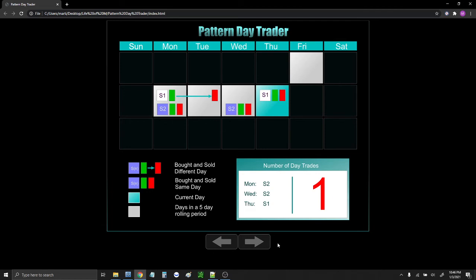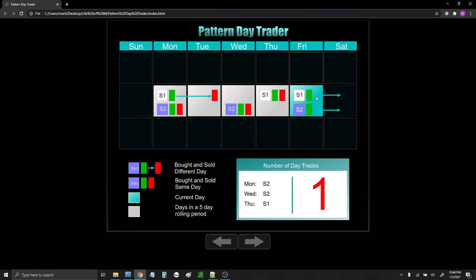So if we advance to the next day, as you can see, Friday is no longer a part of the 5 day rolling period. But because the 5 day rolling period only extends to Monday, we still practically have 0 day trades available. We can execute 1, but we will lock our account after we decide to execute that.